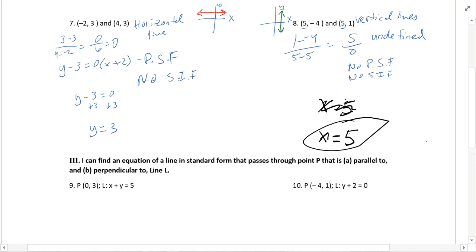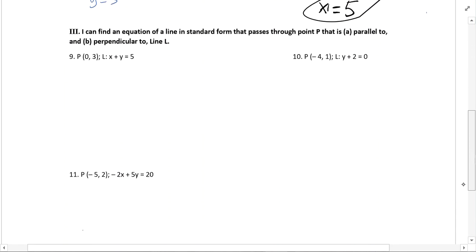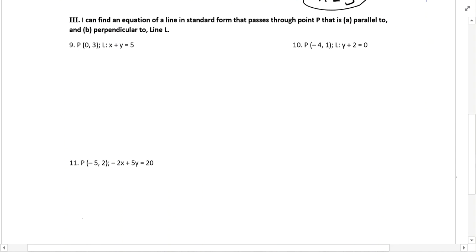All right, let's move on to our next set. The next one here says, I can find an equation of a line in standard form that passes through point P that is parallel to and perpendicular to line L. So first, parallel: you have to know that parallel lines have the same slope and a different y-intercept. The reason they have to have a different y-intercept is because if they had the same slope and same y-intercept, they'd be the same line.